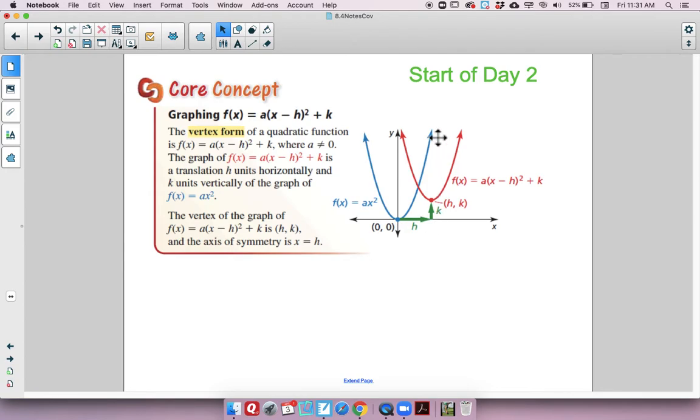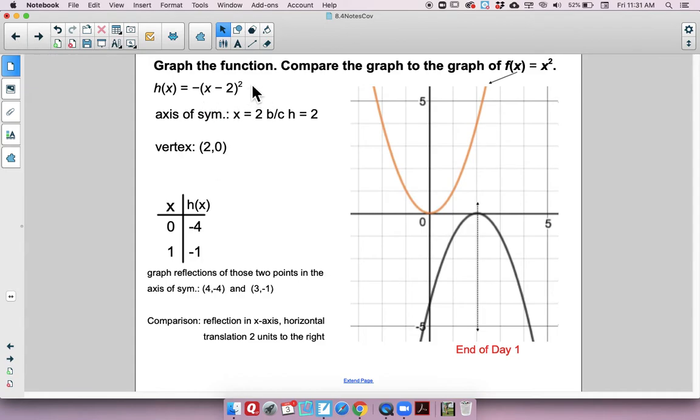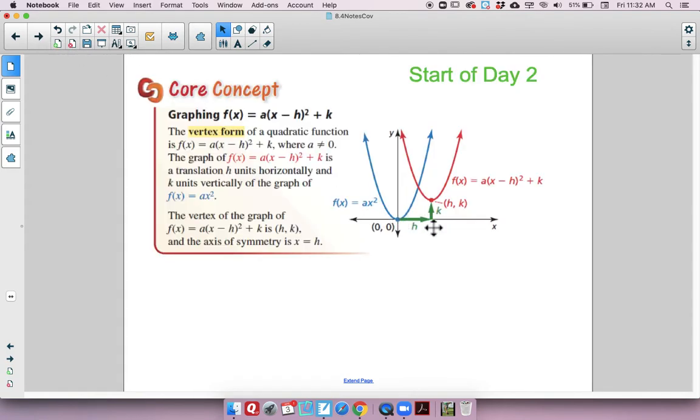So take a second to soak all of that in, okay? In other words, instead of having a +0, for example, when we graph something like this, we could have put a +0 in the end. So k would have been 0, which would have meant we didn't move vertically. We would move horizontally for our vertex. Here, we're going to move both horizontally and vertically, depending on h and k.